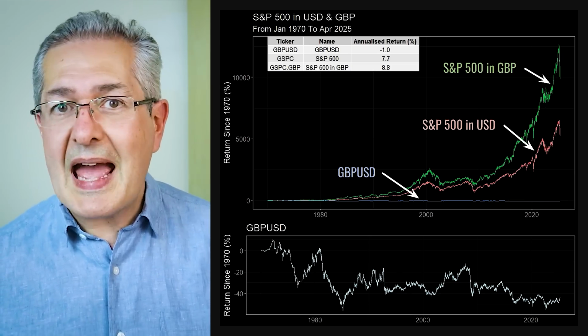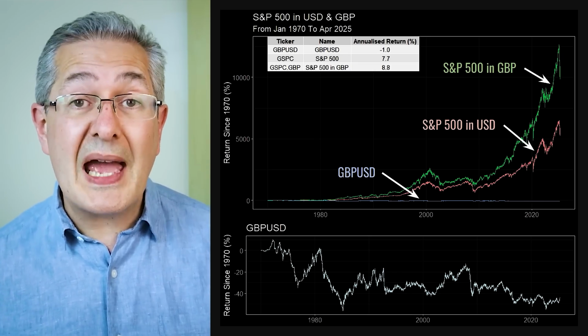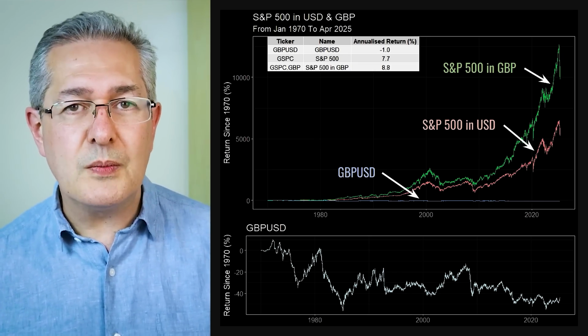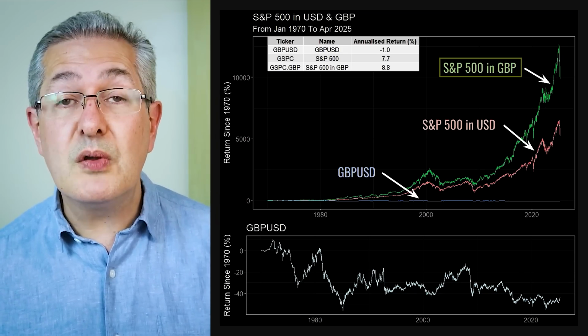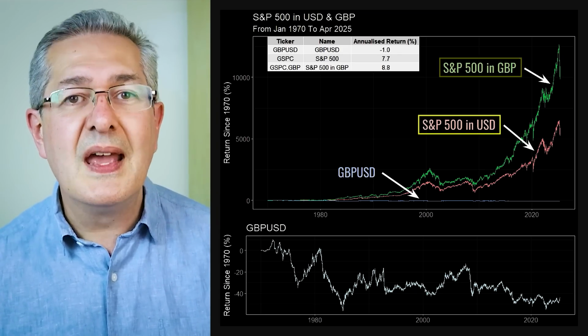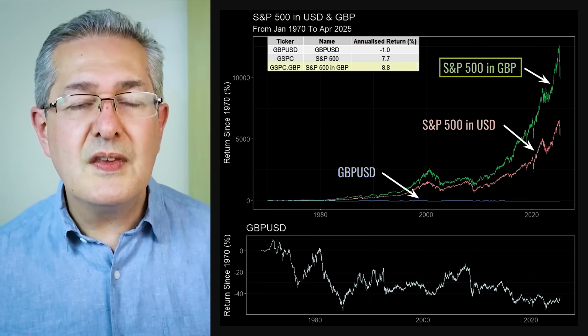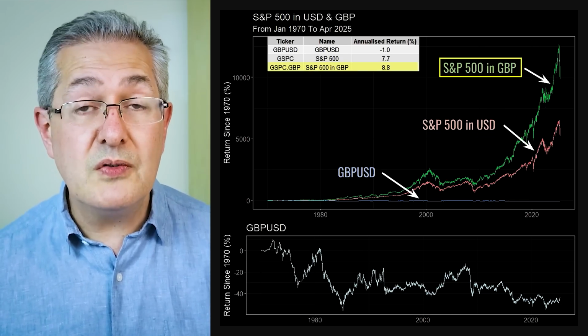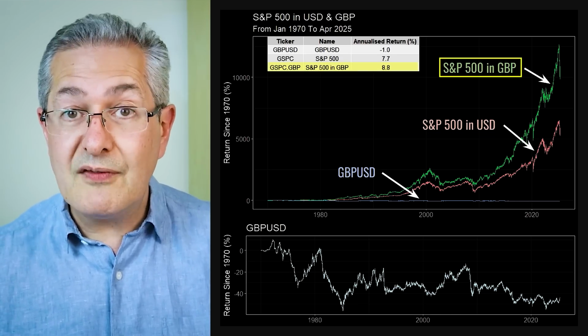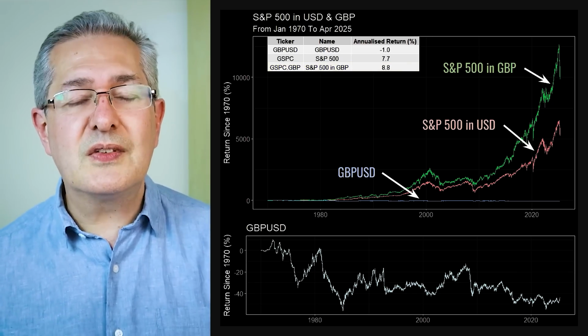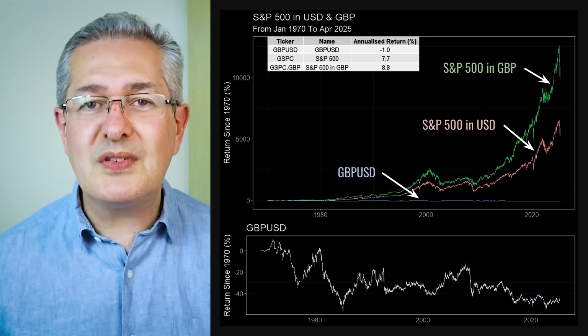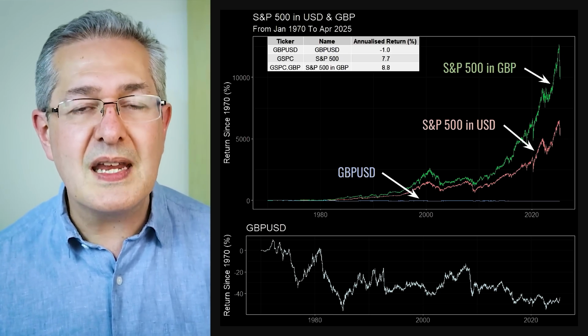Now, what's the case for hedging US equity investments? Well, since 1970, there hasn't been a case. In fact, if you had hedged, you'd have underperformed. In the top panel here, you can see the value of the S&P 500, both expressed in sterling terms and in US dollar terms. And the sterling version of the S&P 500 has outperformed on average by about 1% per year. And it's not a coincidence that sterling's been weakening by 1% per year on average over the same period.